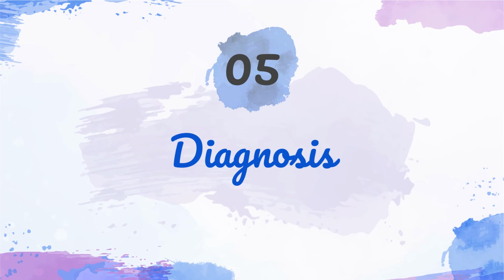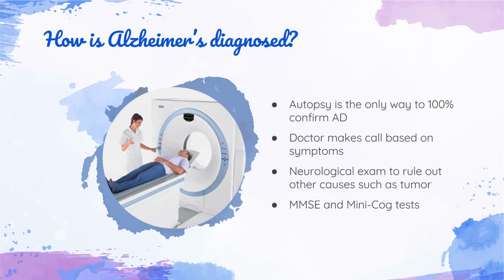Next, we're going to talk about how to diagnose Alzheimer's. Unfortunately, the only way to 100% confirm and diagnose a patient with Alzheimer's is to do an autopsy and look at the neurons of the brain post-mortem.